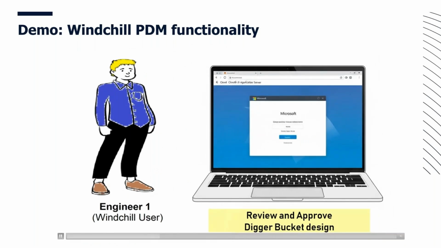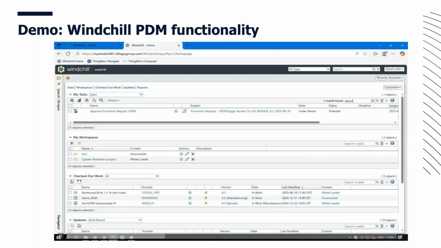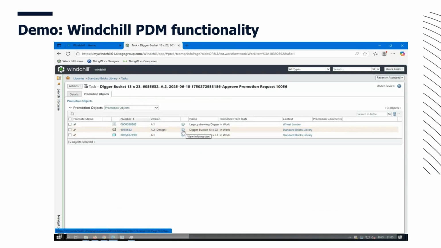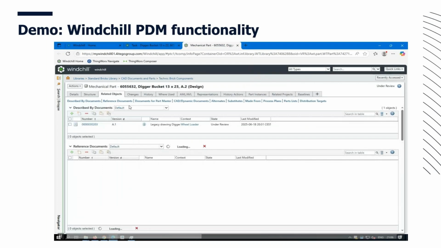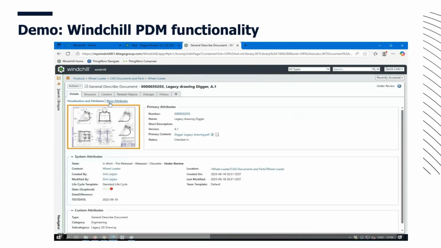So we selected the Windchill user, and he received a task at this home page to approve this promotion request. And in this promotion request, there's an instruction. So you review the promotion objects and add comments. And at the promotion objects, you have all your objects that need to be released. You can easily investigate this. You can go to the related objects. Maybe there was also a document that is connected.